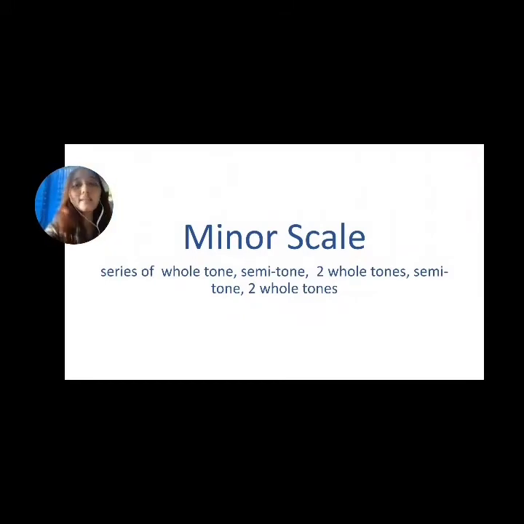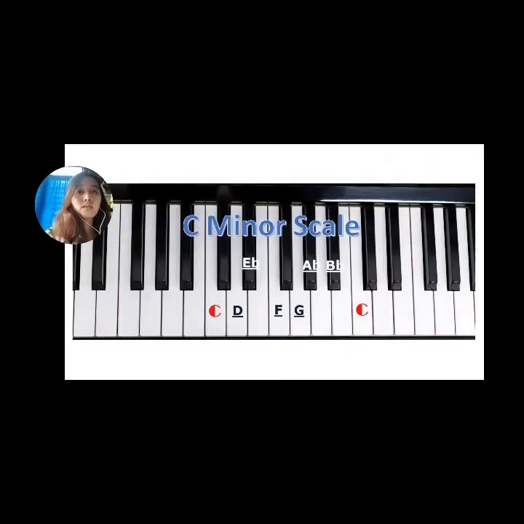A minor scale is a series of a whole tone, a semitone, two whole tones, a semitone, and then two whole tones. This is quite different from the major scale, and it also has quite a lonely tune to it. So a C minor scale is composed of C, D, E flat, F, G, A flat, B flat, and C.